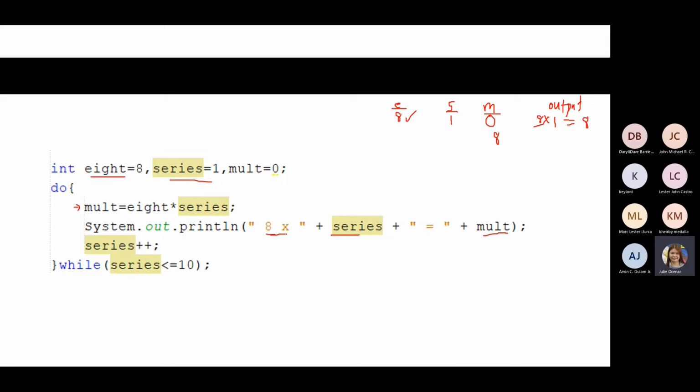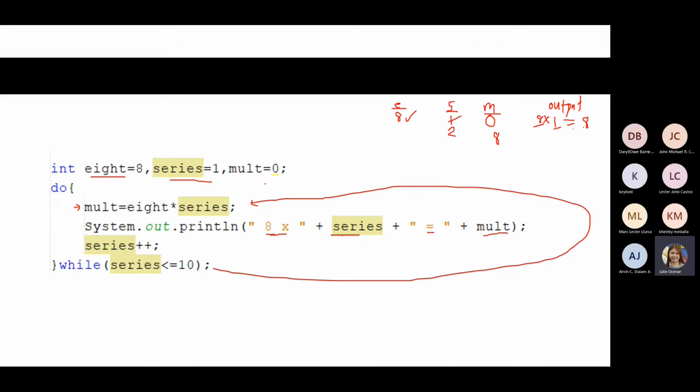Ito naman is itong 1 for now. And then, after that, series will be equal to 2. Cross out the 1. Then, series not equal to 10. Yes, is lesser than or equal to 10. So, balik siya dito. Mult will be equal to 8 times the series, which is 2. So, magiging 16 ang mult value natin ngayon. So, after printing, balik na naman 8 times the value of your series, which is 2, equals to 16, which is the value ni mult natin dito.